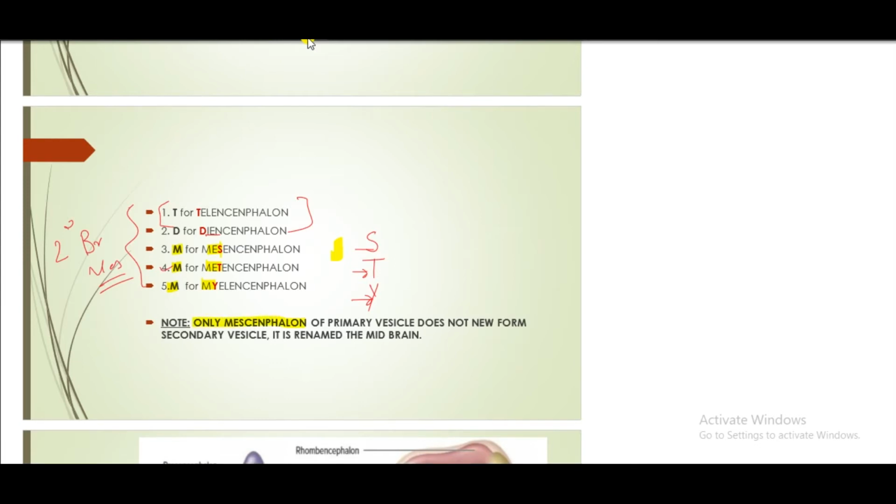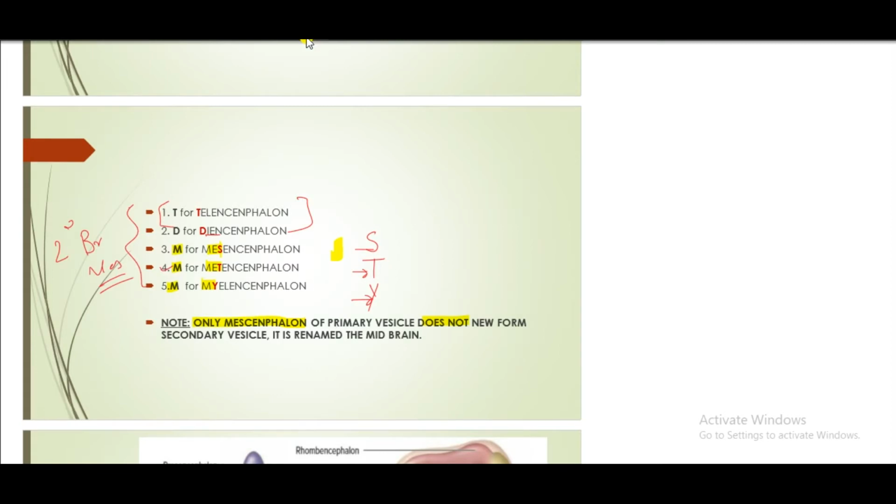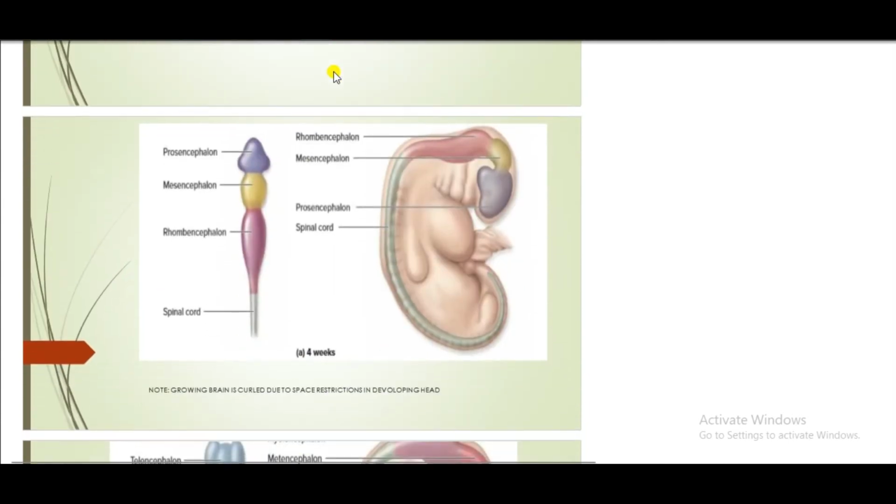Note that the mesencephalon, the primary vesicle, does not form a new secondary vesicle. It is just renamed the midbrain. Okay, we can go to a diagram here.